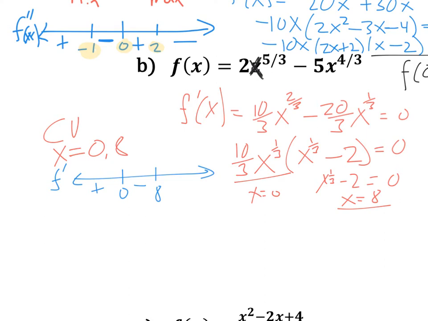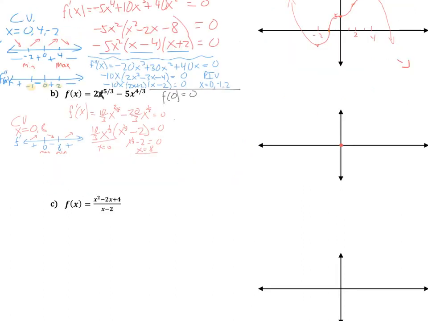Then up here past 8, let's pick 27. Positive 27, put it in there. That's going to be a positive number. The cube root of 27 is 3, minus 2 gives us a positive number. So everything's positive there. All right, so we see that we're increasing, decreasing, and increasing. That means we've got some minimums and maximums. So 0 is going to be a max, 8 is going to be a min. Okay, that's good news.